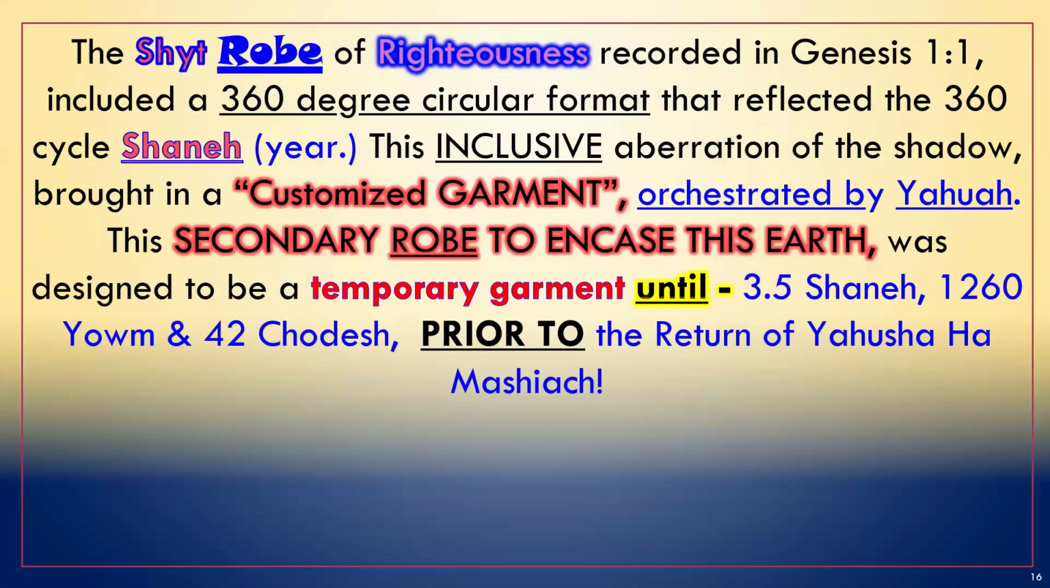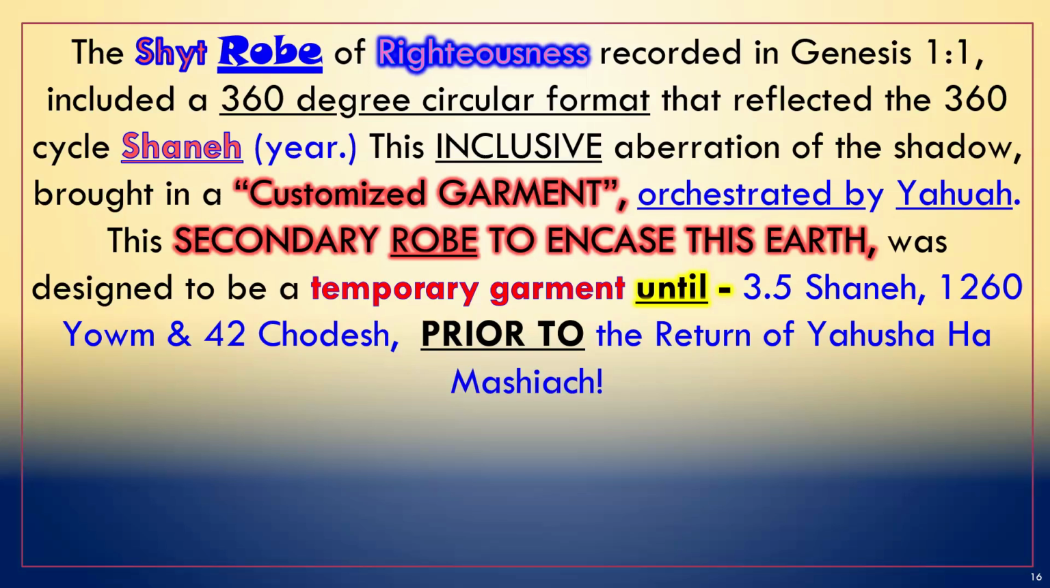The sheet robe of righteousness recorded in Genesis 1:1 included a 360-degree circular format that reflected the 360 cycle in a year. This inclusive aberration of the shadow brought in a customized garment orchestrated by Yahuwah. This secondary robe to encase this earth was designed to be a temporary garment until 3.5 Shane, 1260 Yom, and 42 Chodesh, or months. That's the 3 prophetic time frames in Revelation. So there was to be this temporary garment until these time frames in Revelation come to be, prior to the return of Yahushua HaMashiach. So how is it that we know about this secondary robe?